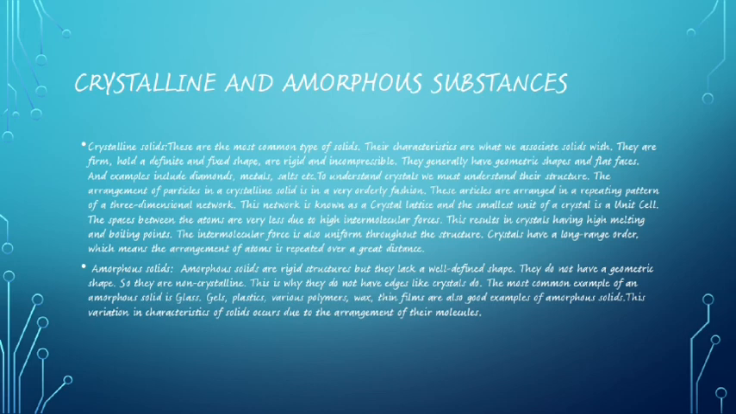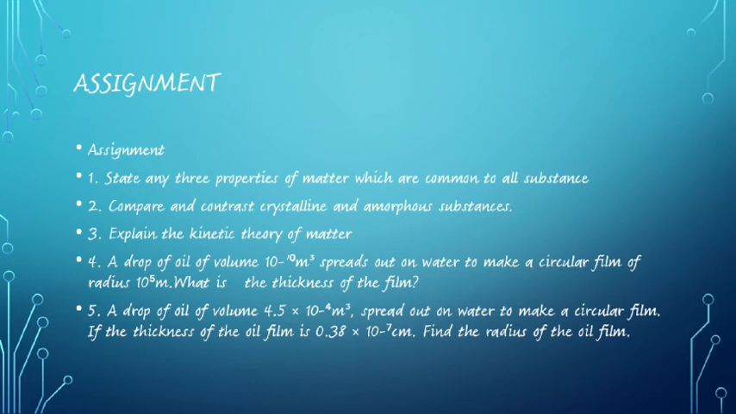While amorphous materials are not well arranged, they are not well defined, they lack a well defined shape, they do not have a geometrical shape, so they are non-crystalline. They do not have edges like those of crystalline materials. Examples of amorphous materials are glass, gel, plastic, polymer, wax, thin film. So that is that concerning crystalline and amorphous.